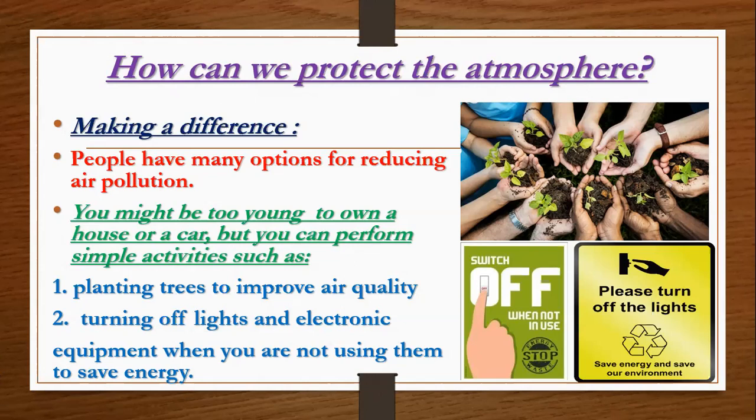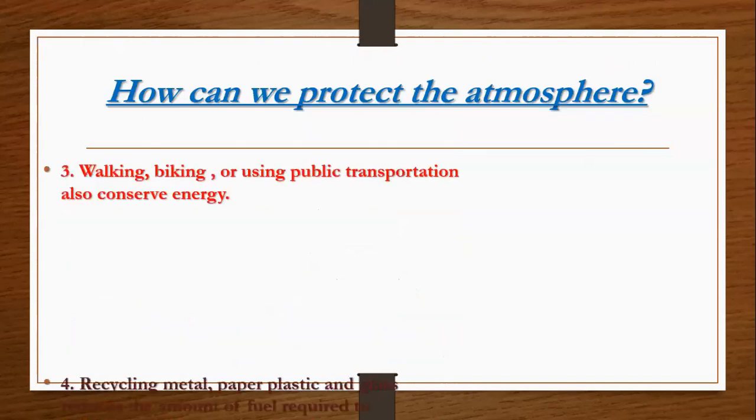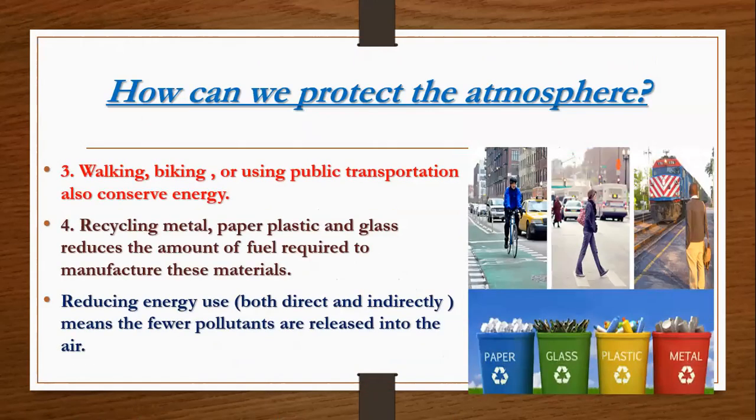Turning off lights and what else? Electronic devices or electronic equipment when you are not using them. Why do you have to turn them off? Because you will save energy and you will not use more energy that is produced by burning fossil fuels. What else? Instead of using normal vehicles that work by fuels, you have to go through walking or biking or using public transportation. Or if you want to use vehicles and cars, you have to use the new technologies, hybrid or electrical cars.